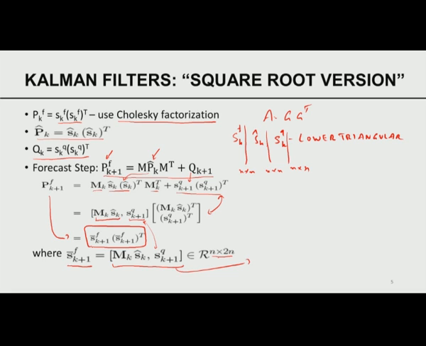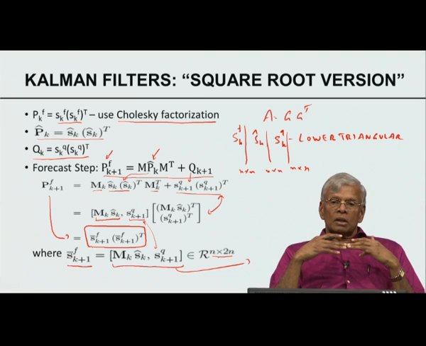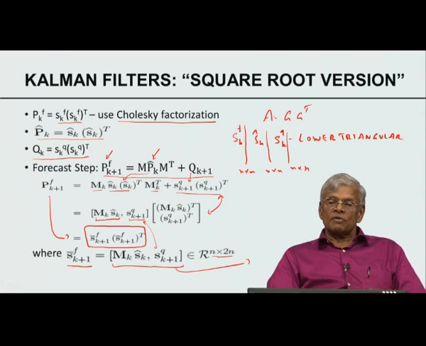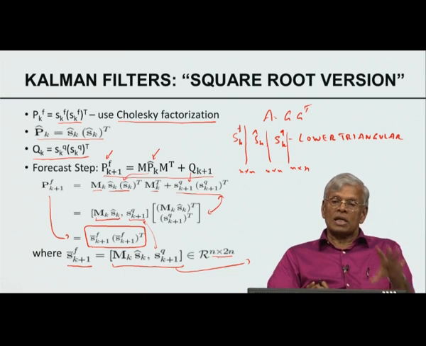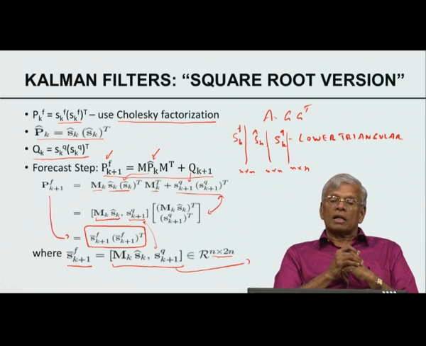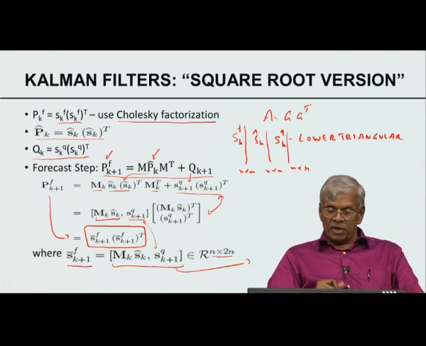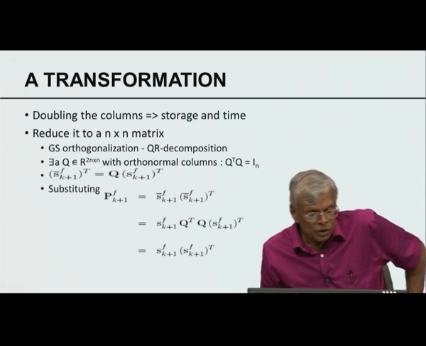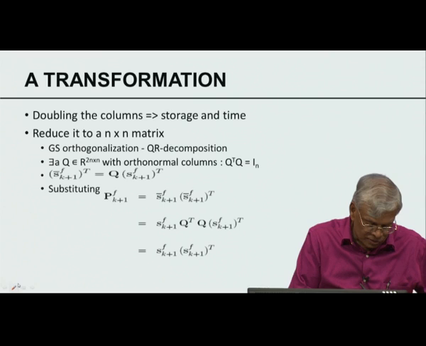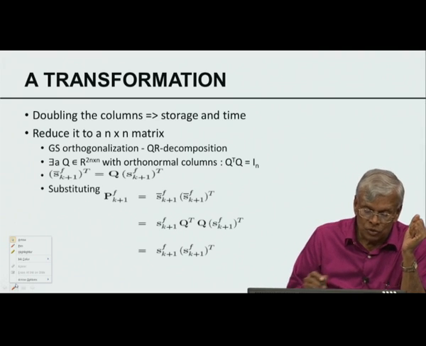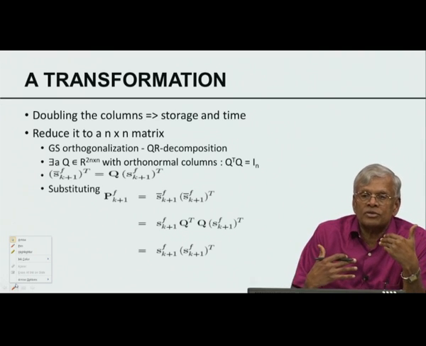That is undesirable. So while we are interested in keeping the square root, we cannot allow the expansion of the size of the matrices. Here the expansion essentially comes from the fact that the forecast covariance is a sum of two terms, one coming from the analysis covariance, another coming from the model error or model noise covariance. So this doubling of the columns increases the storage as well as time. We cannot allow this to happen, so we have to reduce it back to an n by n matrix.